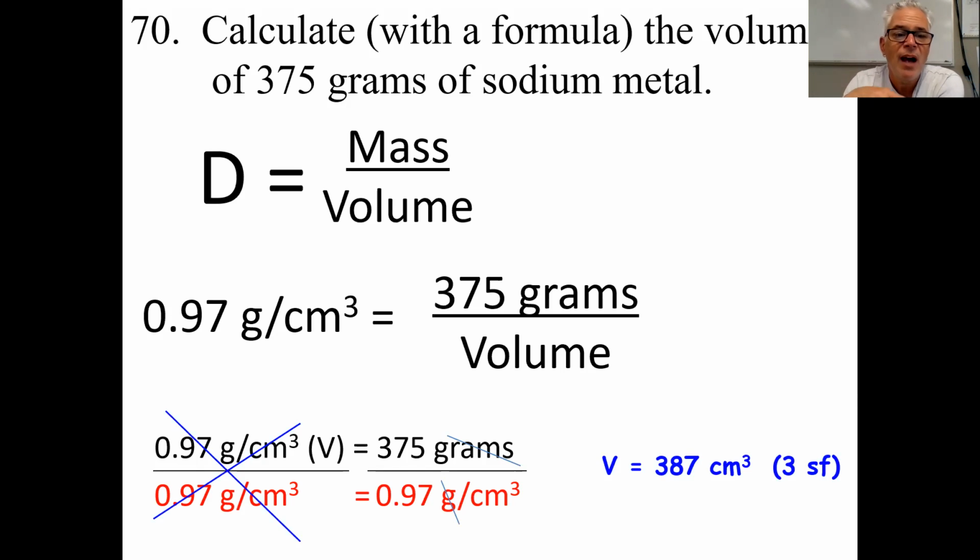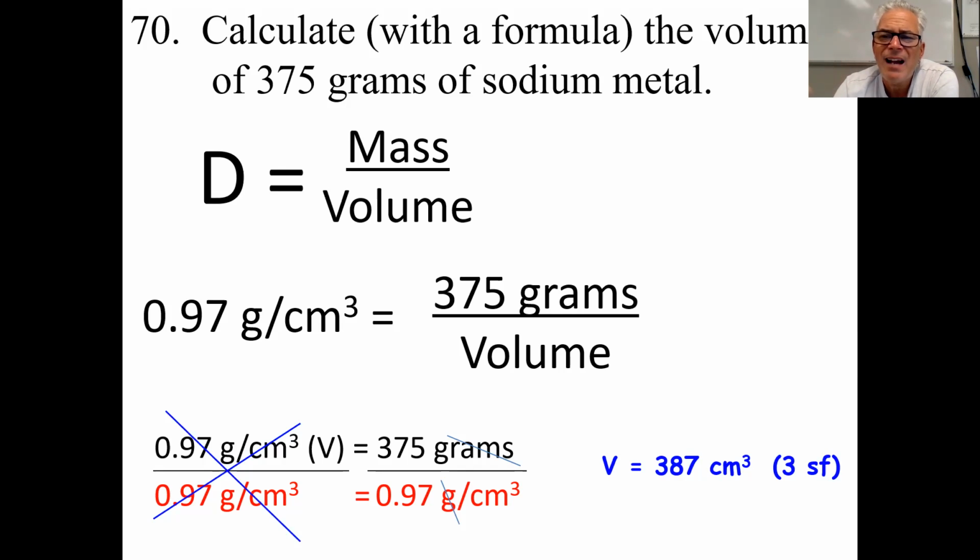So it'd be 0.97 grams per centimeter cubed equals 375 grams divided by volume. To cross multiply, it's 0.97 grams per centimeter cubed times volume equals 375 grams. Divide both sides by the density to cancel the densities out. On the left, we get just V for volume. And on the right, the grams cancel and those centimeters cubed jump up to the numerator. And then with 3 significant figures, we have that answer.